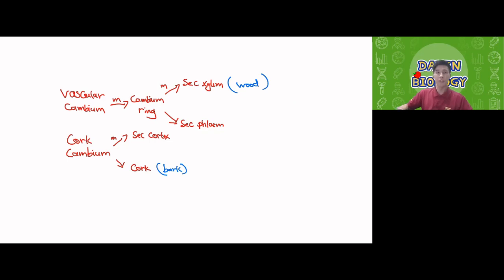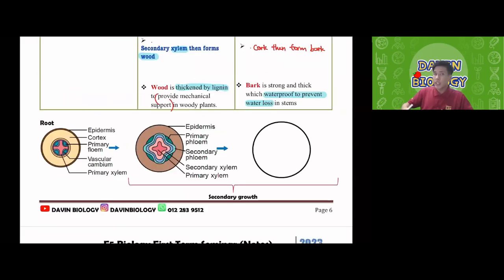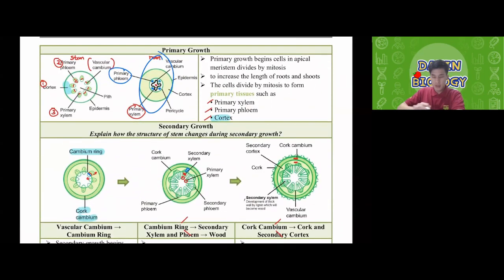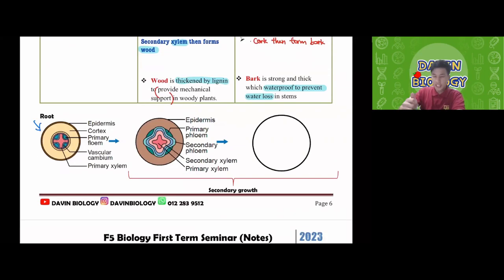Very simple. Summarized for you already. Now let's look at the roots. The primary roots are the same as this. The secondary one is a bit different from the stem. This one has undergone secondary growth halfway, and this one will be the complete secondary growth.